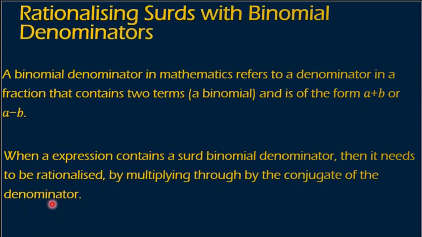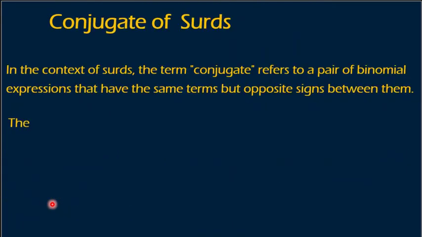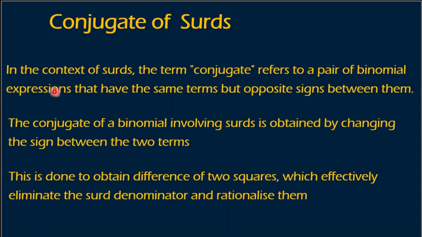What is the conjugate of a denominator then? Okay, the conjugate means a pair of binomial expressions that have the same terms but opposite signs between them. The conjugate of a binomial involving surds is obtained by changing the sign between the two terms. And so if we want to find the conjugate of a term, we rewrite the same term but change the sign between the terms.